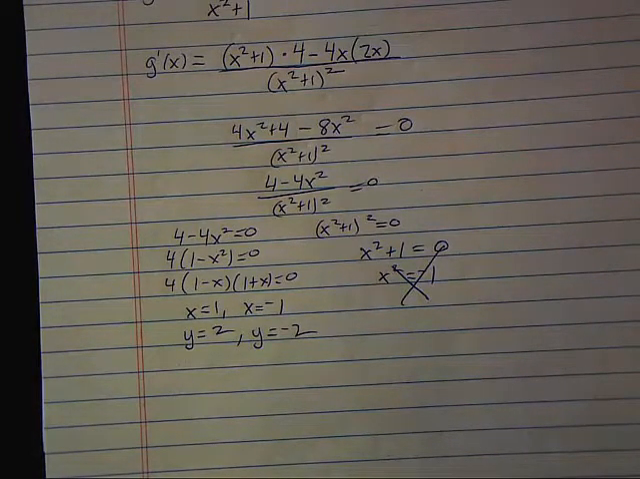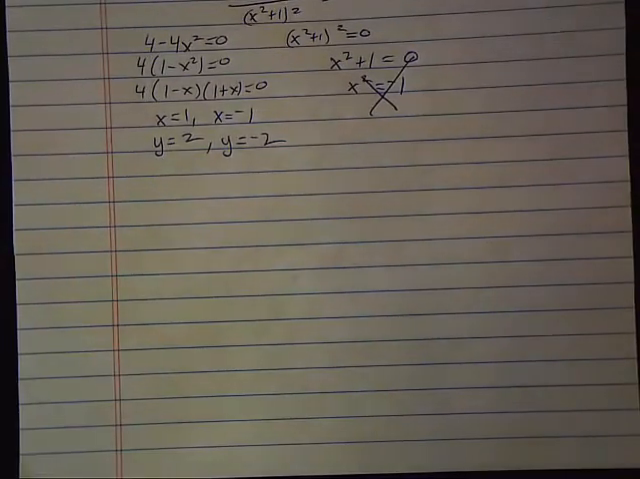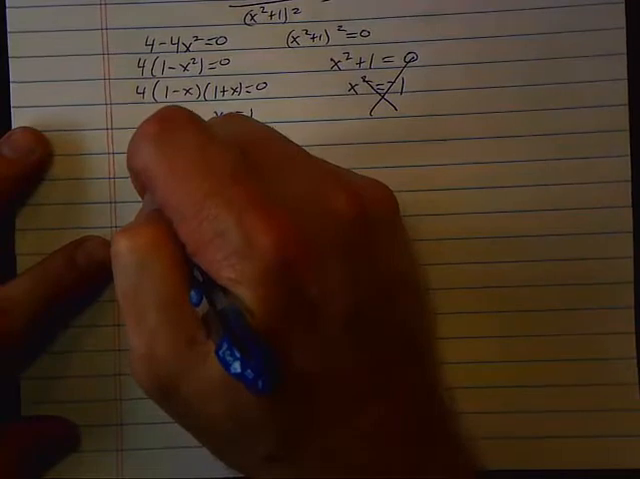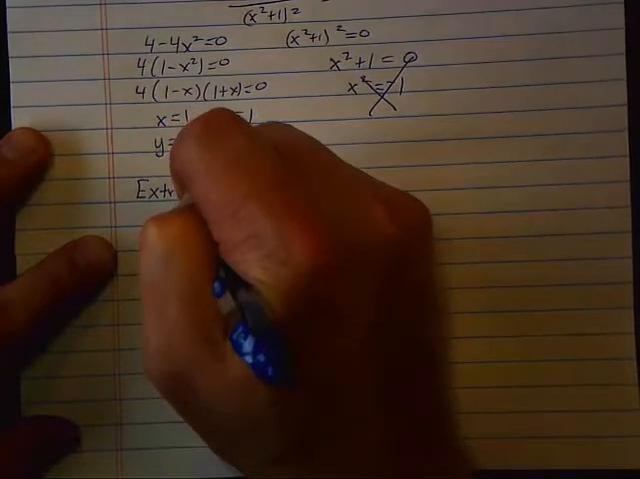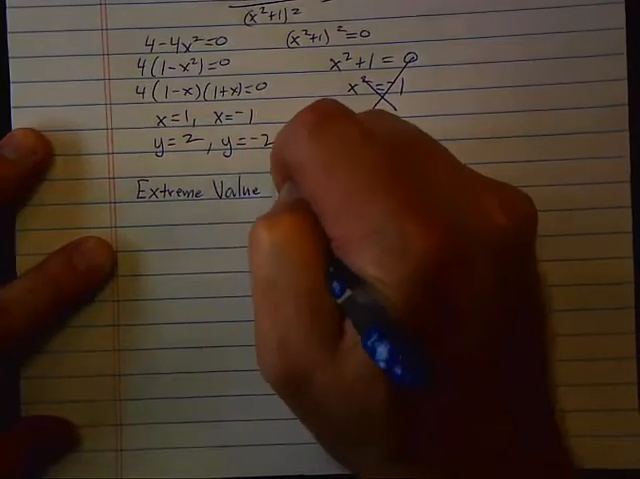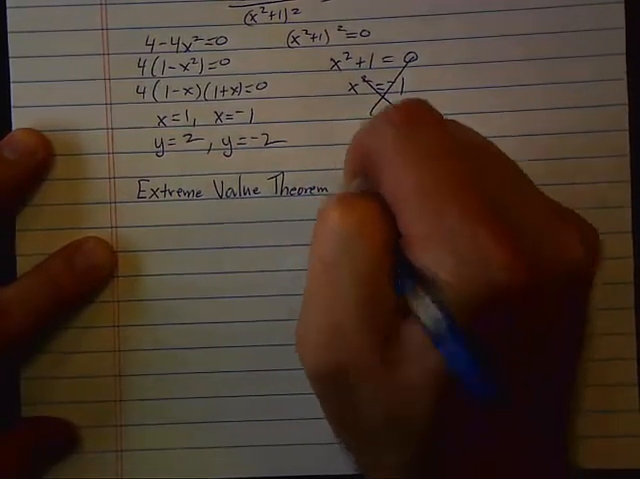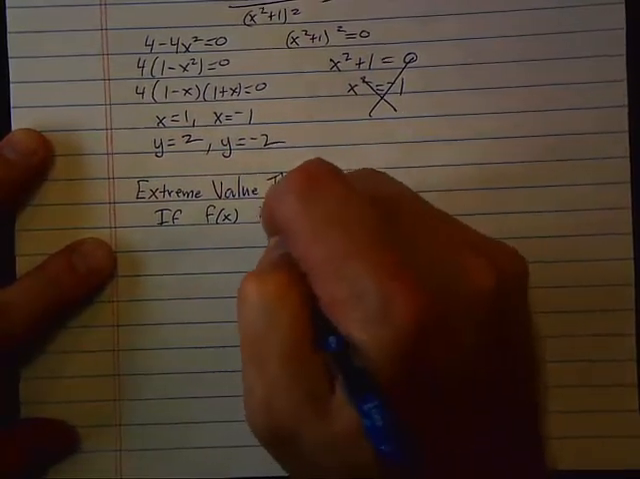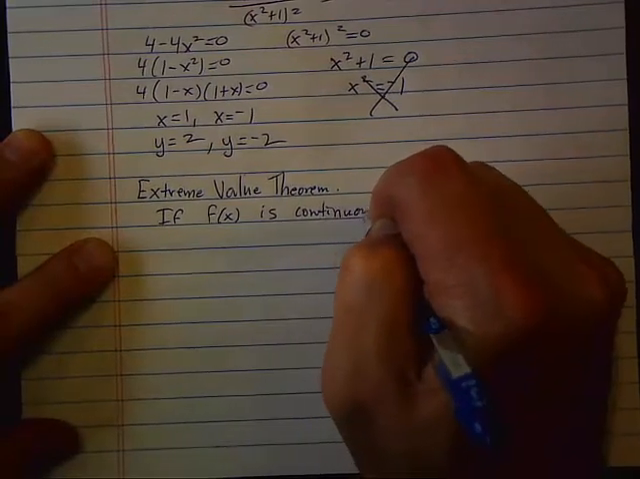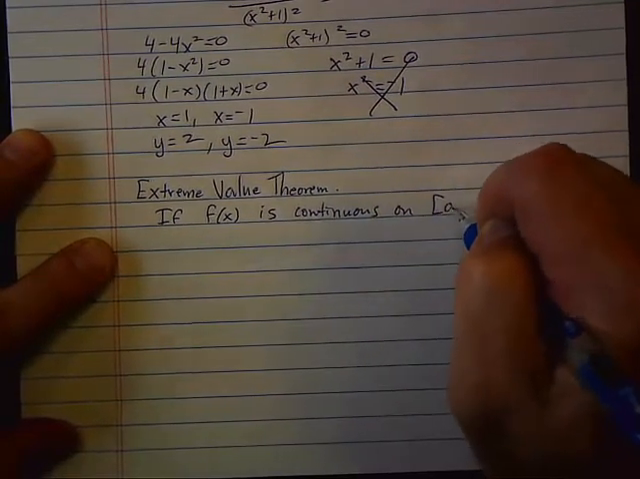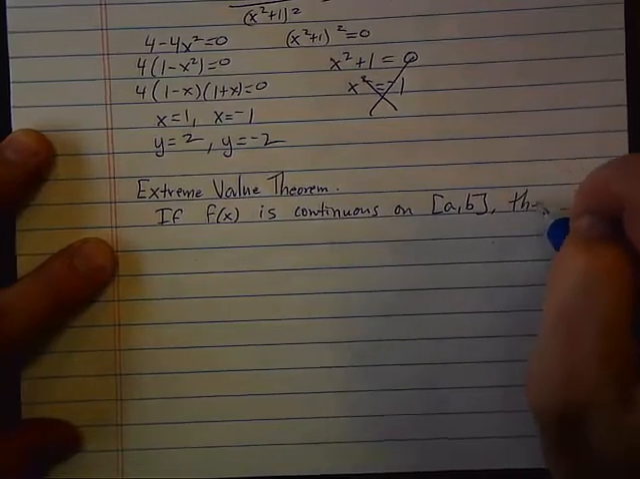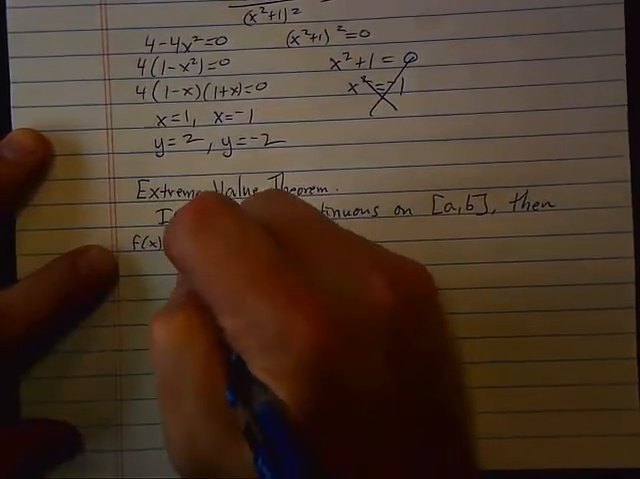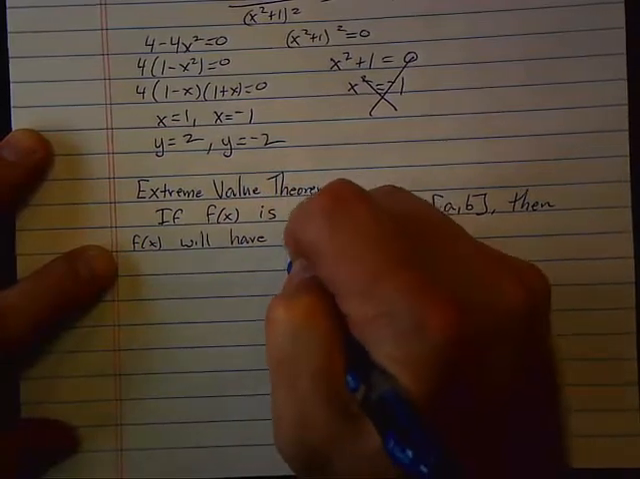All right, the last thing we have in this section is something called the extreme value theorem. It says if f of x is continuous on some closed interval a to b, then f of x will have an absolute min and absolute max on the interval.